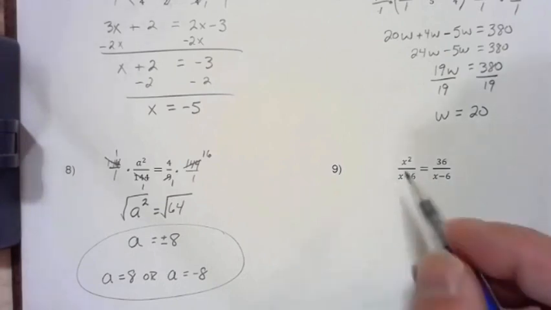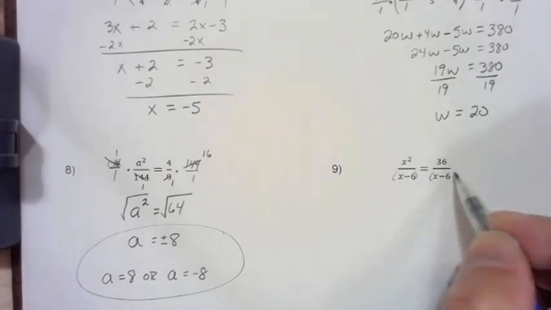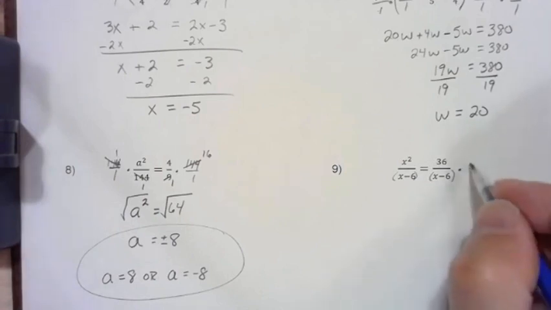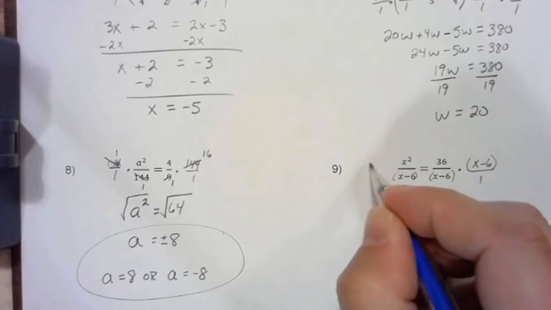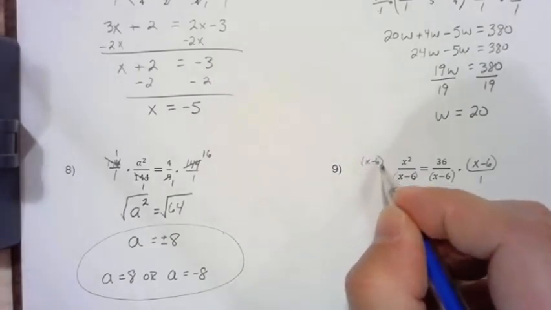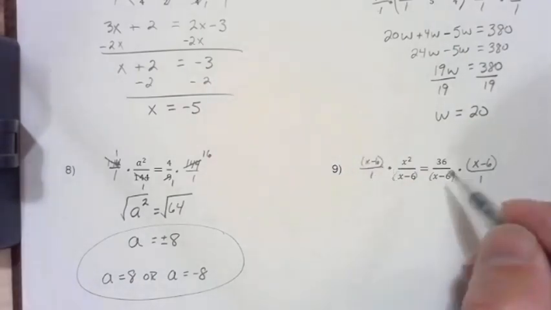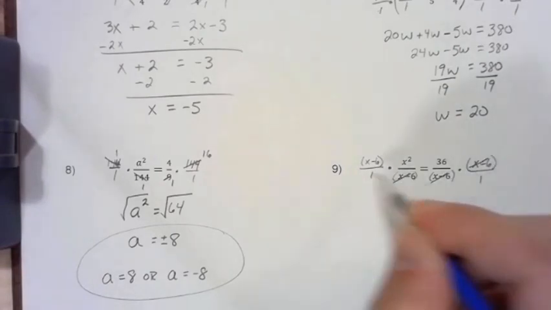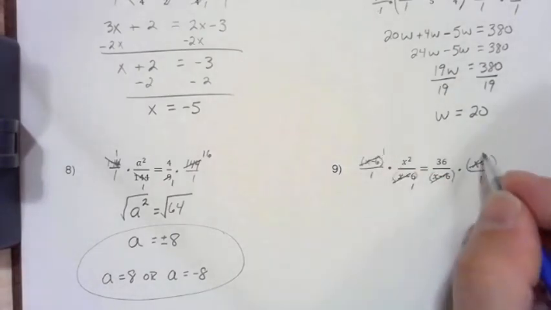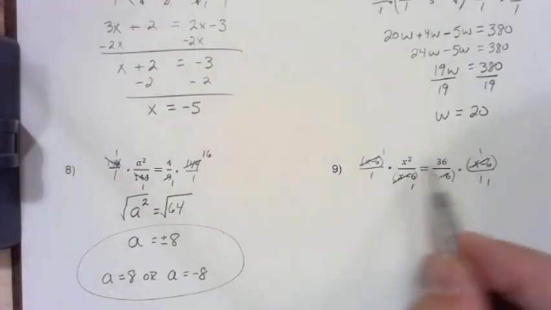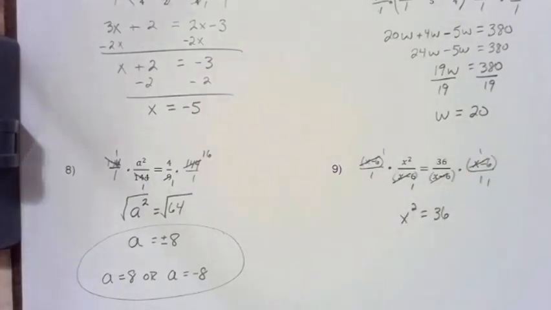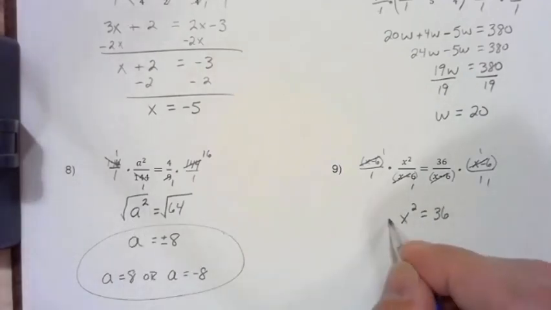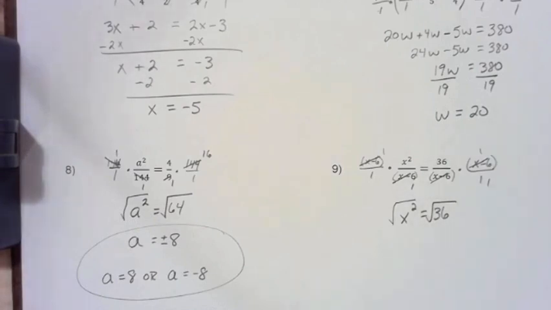All right, so to clear your denominators, all you're going to have to do is multiply both sides by x minus 6. And now your numerators and denominators will simplify with each other, meaning you're just left with x squared equals 36. And now this example is very similar to what we had here. I'm going to have to take the square root of each side to get the answer.